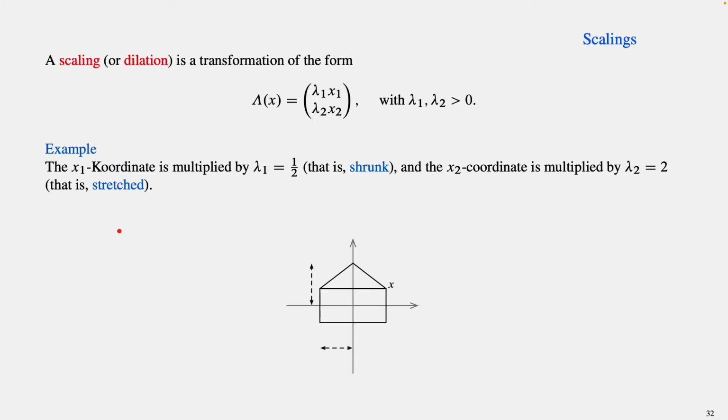As an example, let's take lambda 1 to be 1/2. So this coordinate direction gets shrunk by a factor of 1/2. And for the second coordinate, we multiply it by lambda 2 equal to 2. So this one gets stretched. And here I have a little house again to indicate what happens with the points in the plane when we apply this scaling.